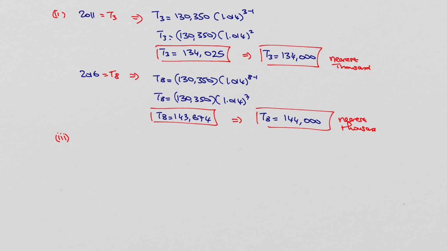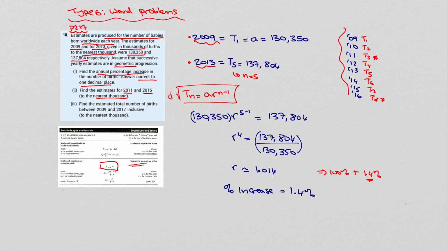Okay, so for part 3, then it says find the estimated total number of births between 2009 and 2017 inclusive. So therefore, what we're looking for is the sum of the births. So if we're looking at 2009 to 2017, how many terms is that? So therefore, the total number of terms, if we go back, we can see is going to be one more year, so it would be term 9. So therefore, we'd have a total of 9 terms.